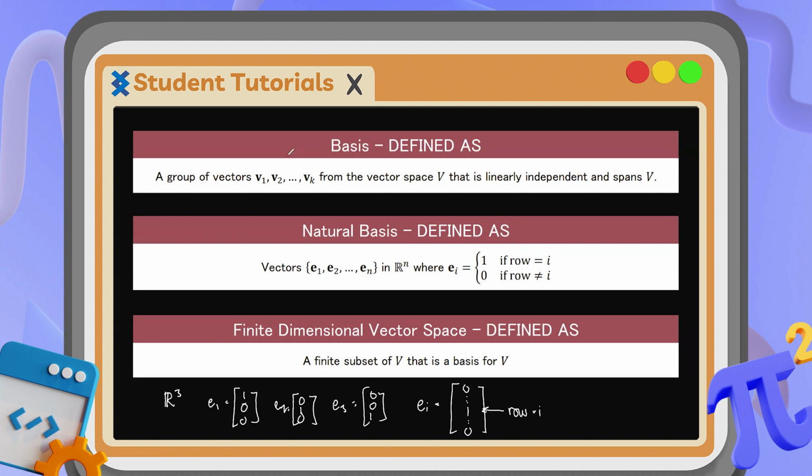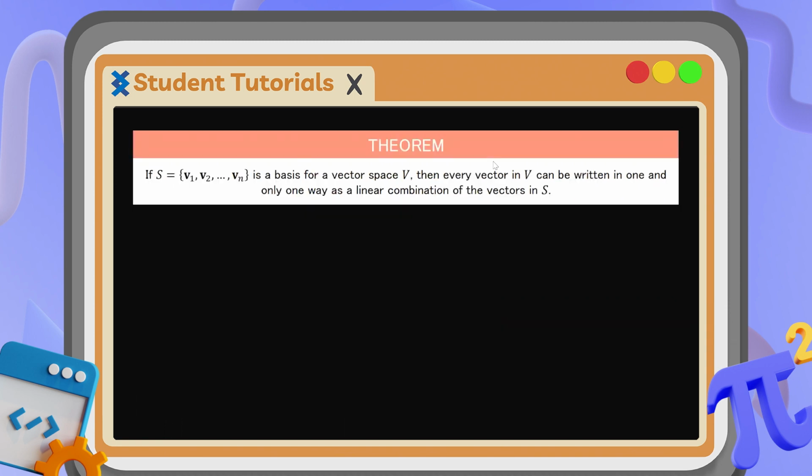And then we also have the concept of a finite dimensional vector space wherein it's a finite subset of V that is considered to be a basis for that vector space. So one important theorem is that if S, a set of vectors, is a basis for that vector space, then every vector in V can be written in one and only one way as a linear combination of the vectors in S. So here, when we say that it is a basis, again, it should be linearly independent and also spans that vector space. So how do we show that every vector can be written in one and only one way as a linear combination?